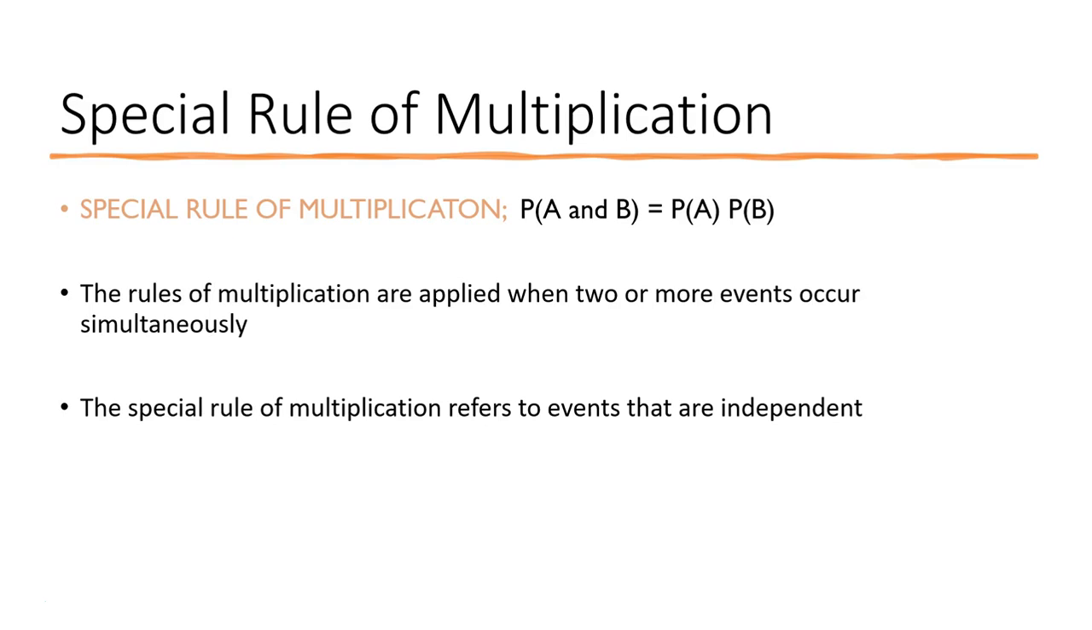So we have the special multiplication rule, where the joint probability of A and B is equal to the probability of A times the probability of B. This only occurs when your events are independent of each other. Remember, a joint probability is the likelihood that two or more events will happen at the same time. And this special rule of multiplication only refers to events that are independent.